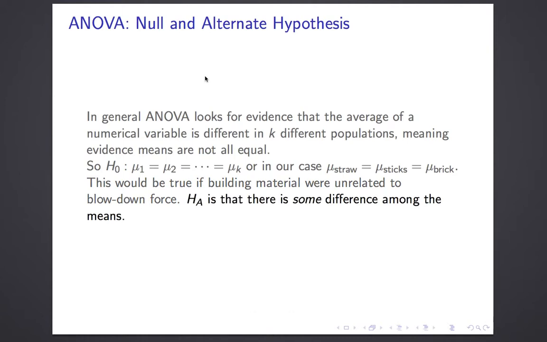The alternate hypothesis is that there's some difference among the means. I should say that people will often write that as mu1 not equals mu2 not equals mu3 and so on. I don't like doing that because that makes it sound like the alternate hypothesis is that the means are all different, whereas in fact you could have, say, mu sticks equals mu brick, and that number is different from mu straw, then the alternate hypothesis would be true. So I will generally not write the alternate hypothesis symbolically so as to avoid that messy situation.